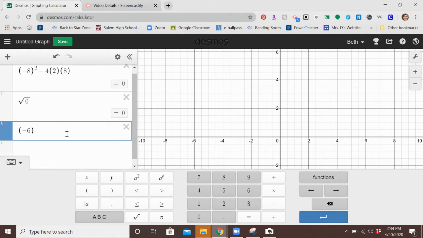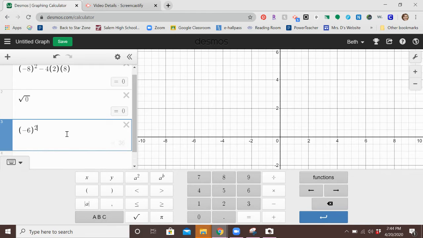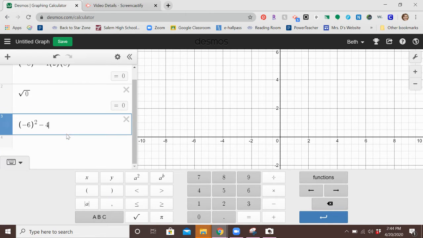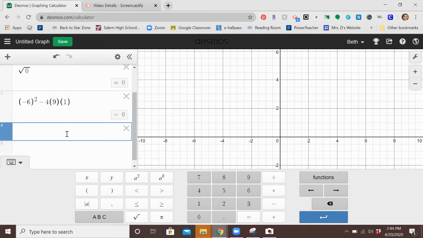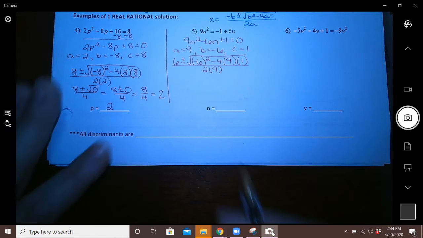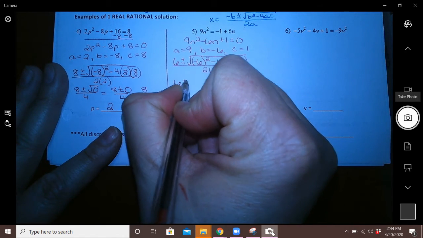Negative 6 squared minus 4 times a, which is 9, times c, which is 1. I get another discriminant of 0. That's pretty significant, guys. We're getting 0 again as the value underneath the radical.